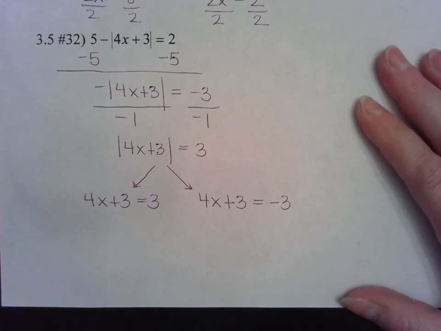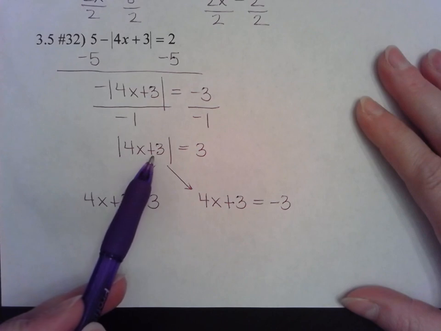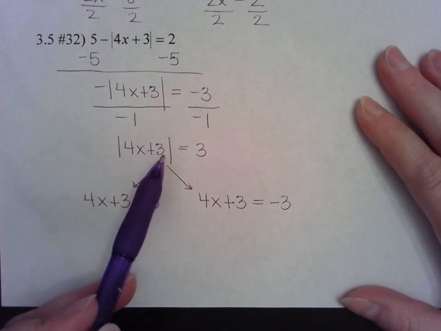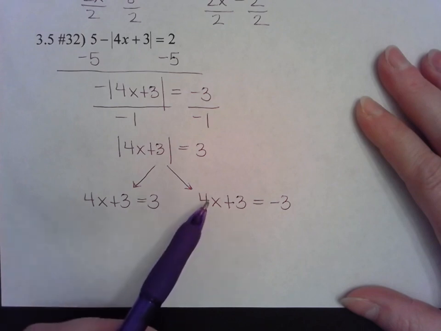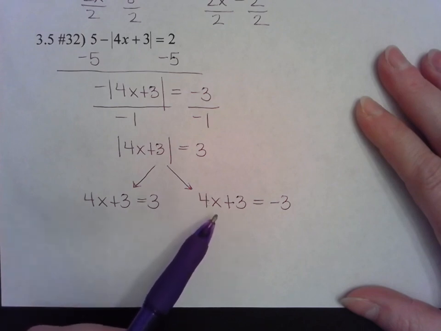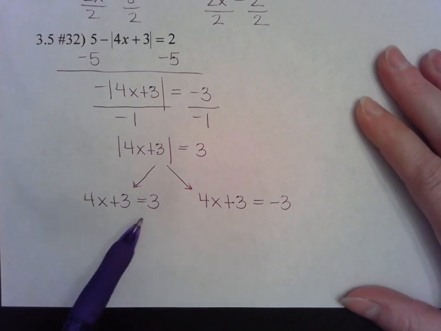Okay. Notice what I didn't do. I didn't change the sign of what's inside here, right? These are both still 4x plus 3, okay? That's probably the most common mistake, so just be careful about that. Make sure you're forming your two cases correctly. That's kind of the key part of this solving process.